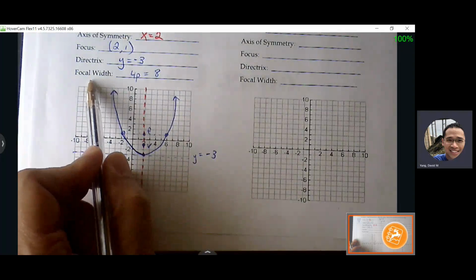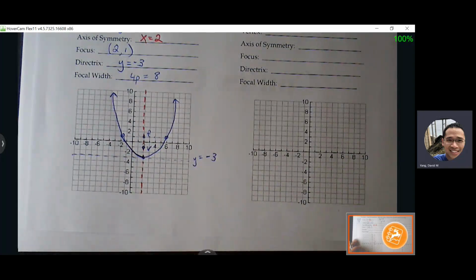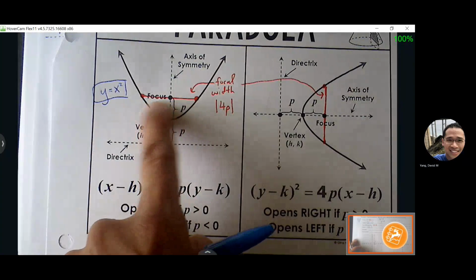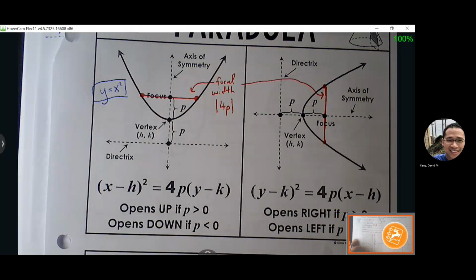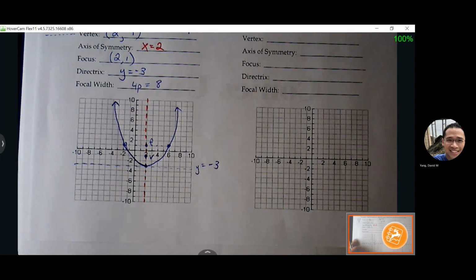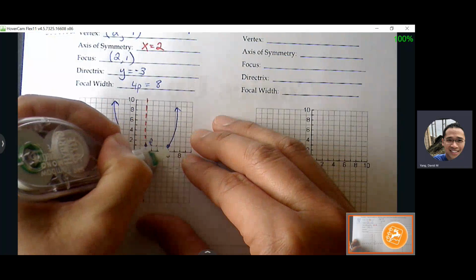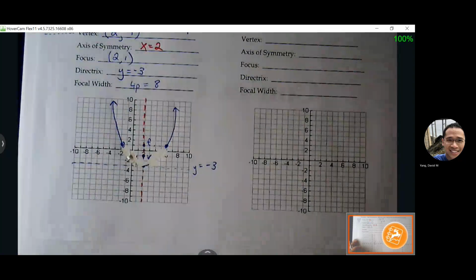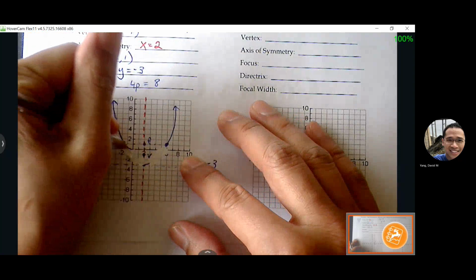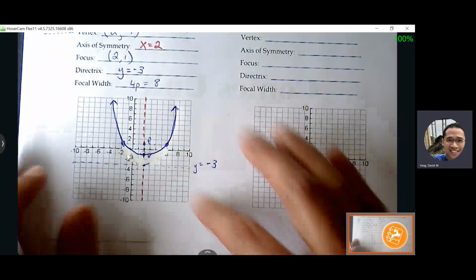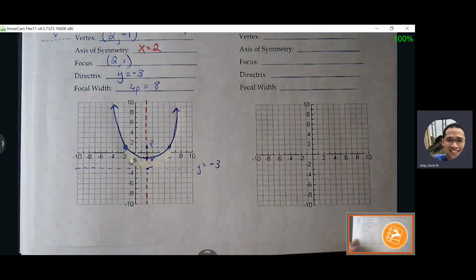Because it's called the focal width, that means my focal width is a chord that goes through the focus. Oh, sorry, did I? Oh, my bad, you're right. I started on the directrix. My parabola should start on the vertex and not down at this one. Thanks. Okay, sorry about that confusion.